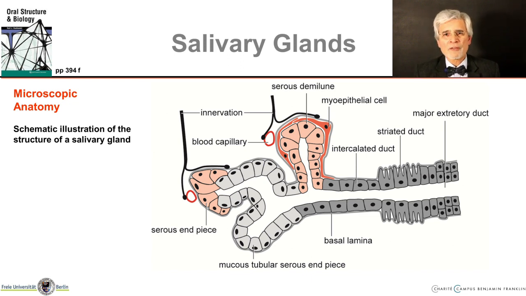The salivary glands are innervated parasympathetically and sympathetically in their function, and of course also sensory. And salivary glands are also well supplied with blood. That's clear actually, isn't it? Because the saliva must be produced somehow, and the substrates come from the blood.